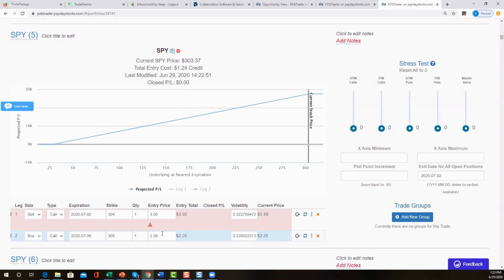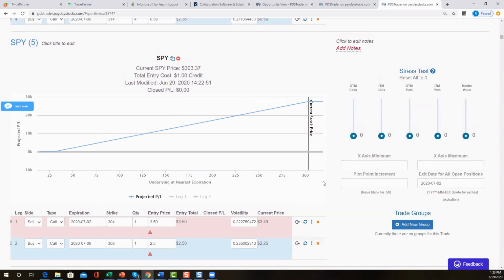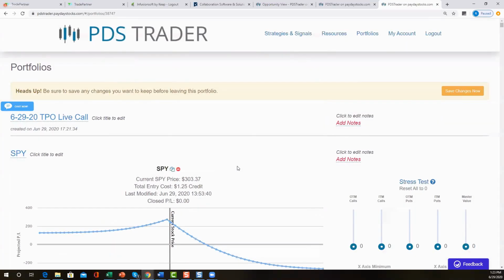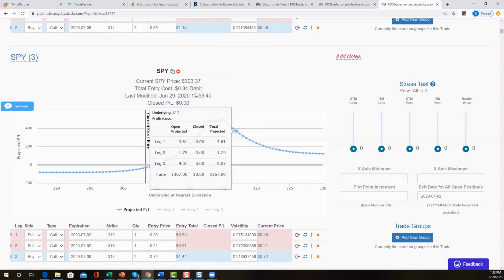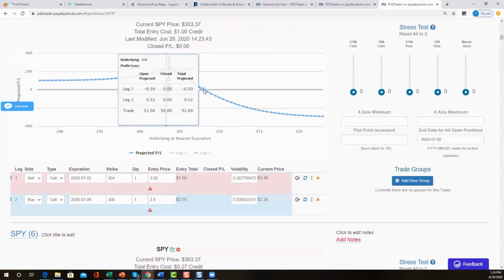So let me, I'll get it squared off here. All right, there we go. So it's a 4-point strike difference. And the break even, so long as at 308, the break even projection is around 307.50 to 308. It's showing the projection at 308. That's usually going to be the case.